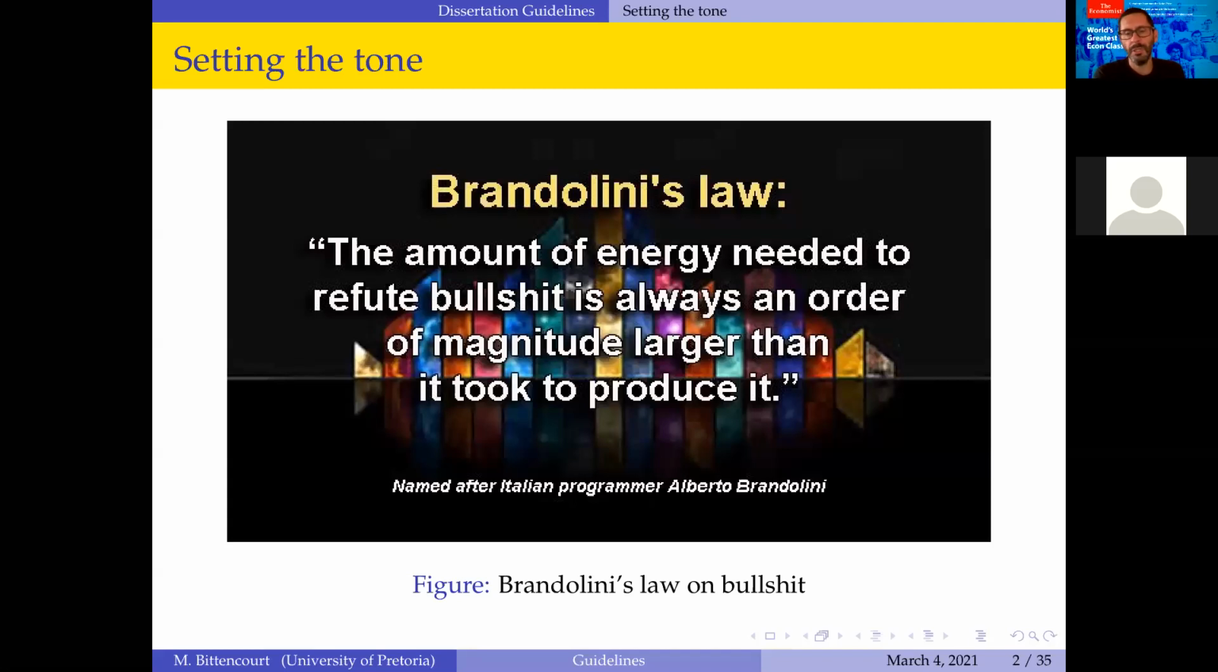There is Brandolini's law on bullshit, folks, which says the amount of energy needed to refute bullshit is always an order of magnitude larger than it took to produce it. We live in the age of social media. We had an American president making a lot of use of social media. And we also live in the age of fake news and fake data and fake papers and fake science. And we have to learn how to refute all those things. It's very cheap nowadays to bullshit, but it's much more expensive to refute bullshit.